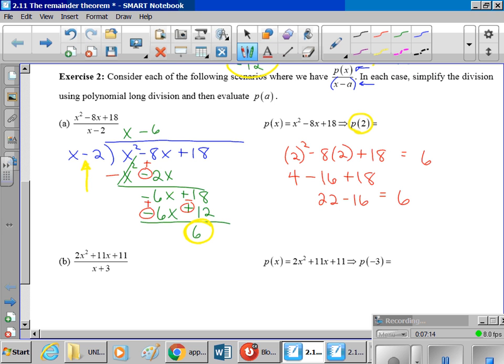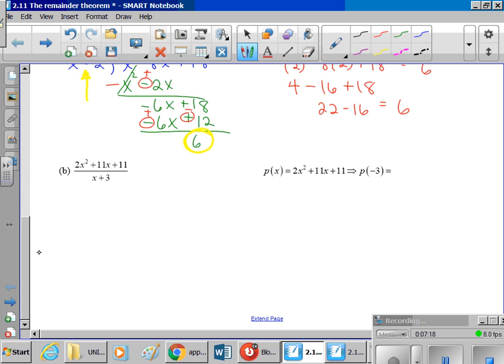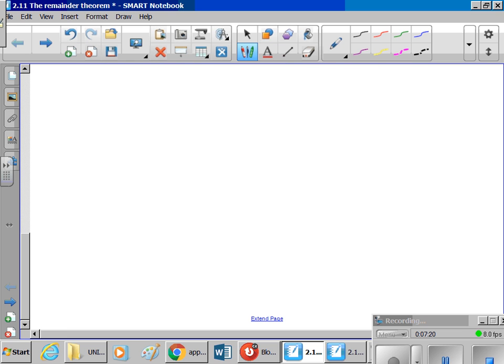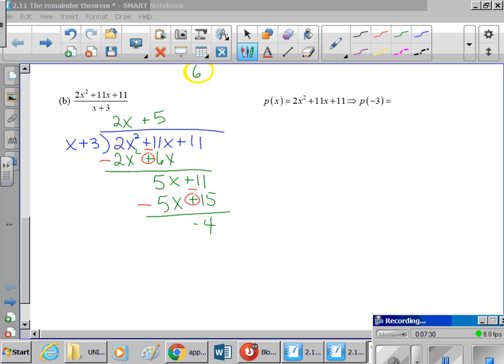We're going to do the same thing with b. So why don't you do the same thing at home? Set this up, do the math, and see what you come out with as your remainder. And then I'll put the solution up for you. So there you have it. And again, please make sure you're trying these on your own, because it's really important that you understand how to do this. And the best way to understand this is by practicing.